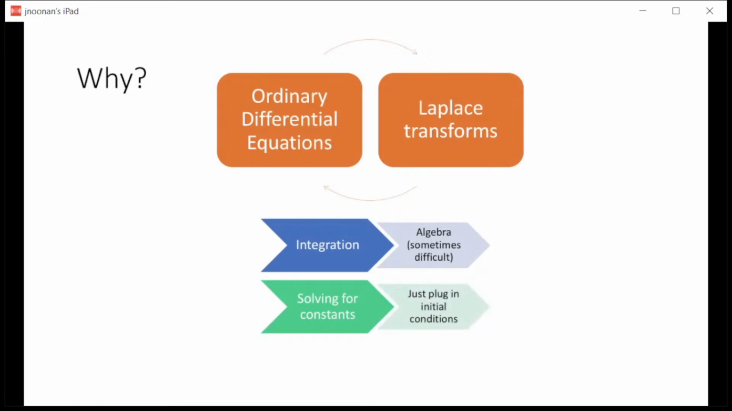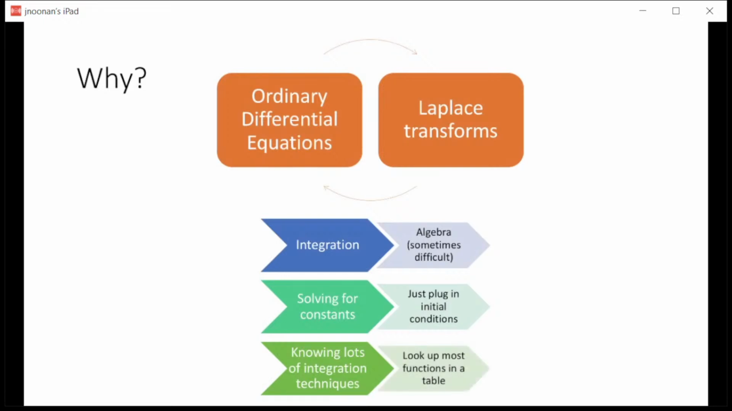So all the work that we just did for this problem that we just tried to do, it would be trivial actually when you use Laplace transforms. And then knowing lots of integration techniques. Let's say that you don't know very much about integration, like integration by parts. What's that? I have no idea. Well, fortunately for us, you can look up most of this stuff in a table. So I'll give you a table.